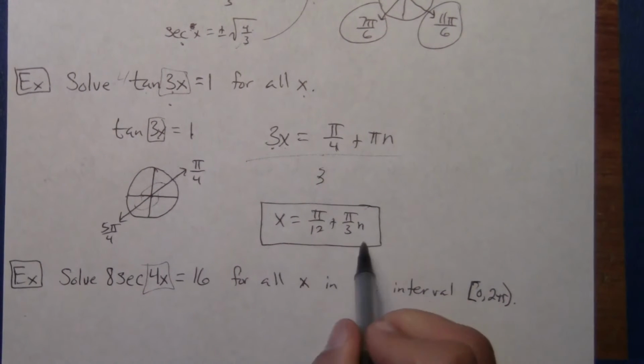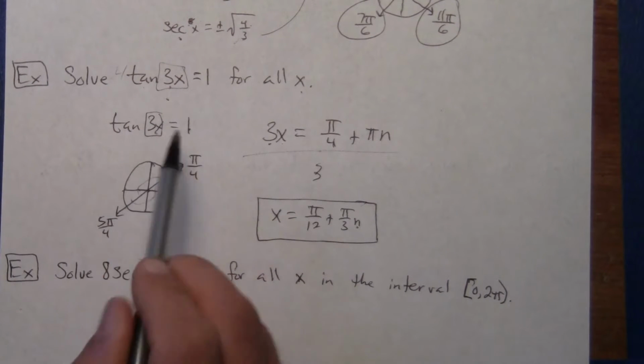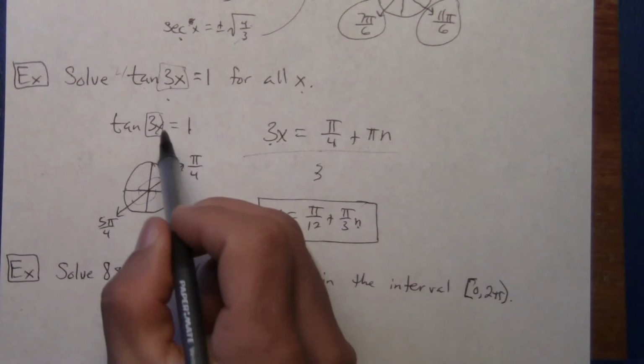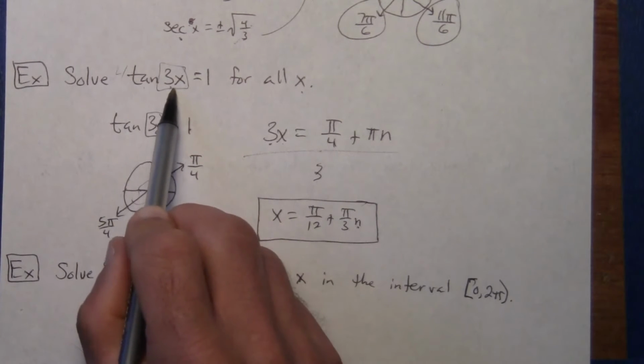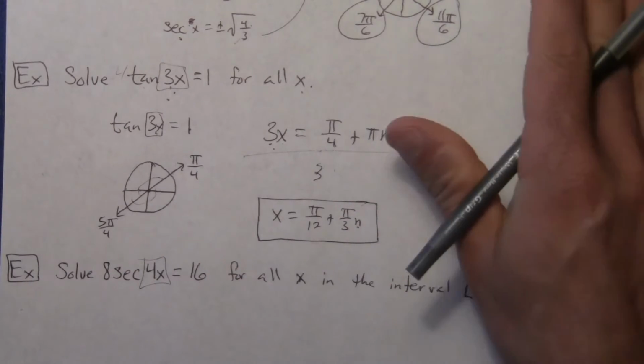Pick any integer you want for n and plug it in here. You will get a number that when plugged in for x will actually give you the tangent of that angle equals 1. Alright, so basically just don't be thrown off by the 3x. All it does is it adds this one step of dividing by 3 at the end.